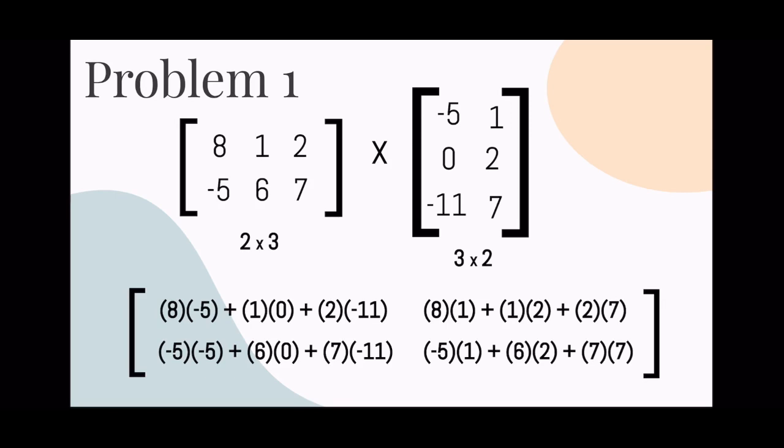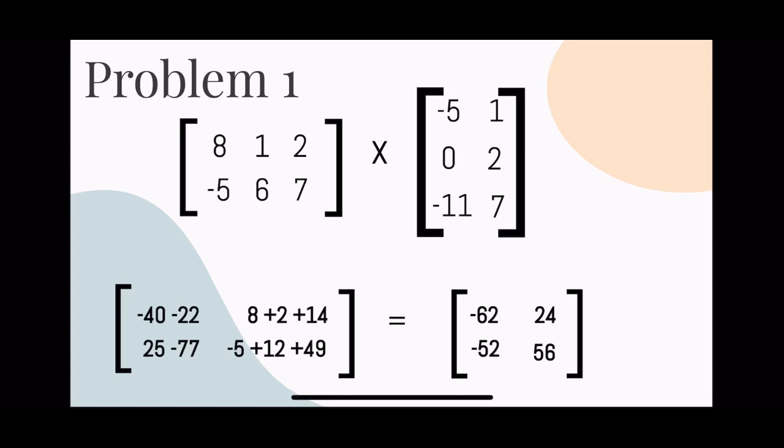Once you simplify that, the value on the top right would be 24, the value on the top left would be negative 62, the value on the bottom right would be 56, and the value on the bottom left would be negative 52, which leaves you with the final answer.